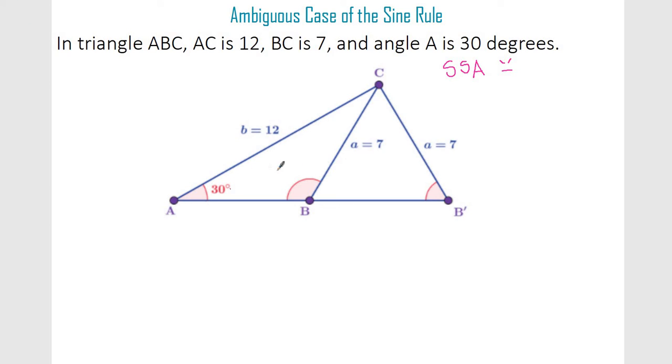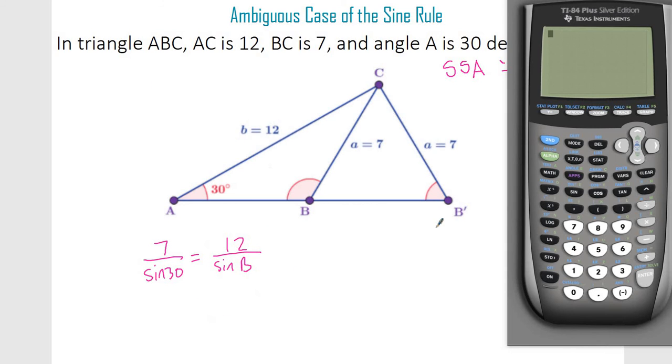So here we can simply solve. For this first triangle, we can find angle B by simply doing the law of sines, right? 7 over sine 30 must equal 12 over sine B. Let me get my calculator.